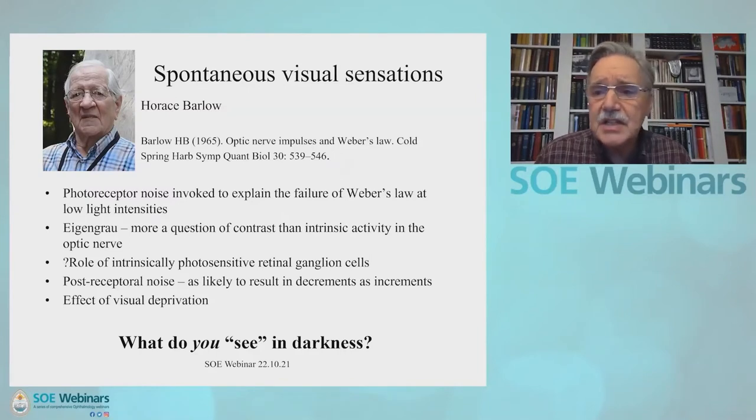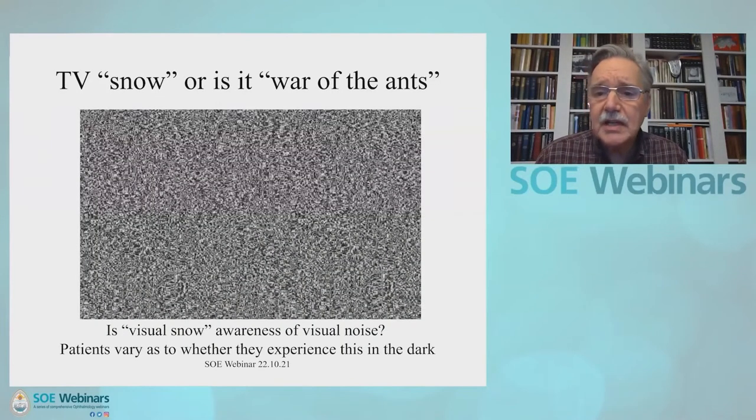And perhaps this is more like what we would see if there was visual noise, this TV snow. And this, of course, has now become extremely important in terminology because of the condition which is known as visual snow. And one possibility is that this is awareness of visual noise. But patients vary as to whether they see this in the dark or only as interfering with daylight vision.